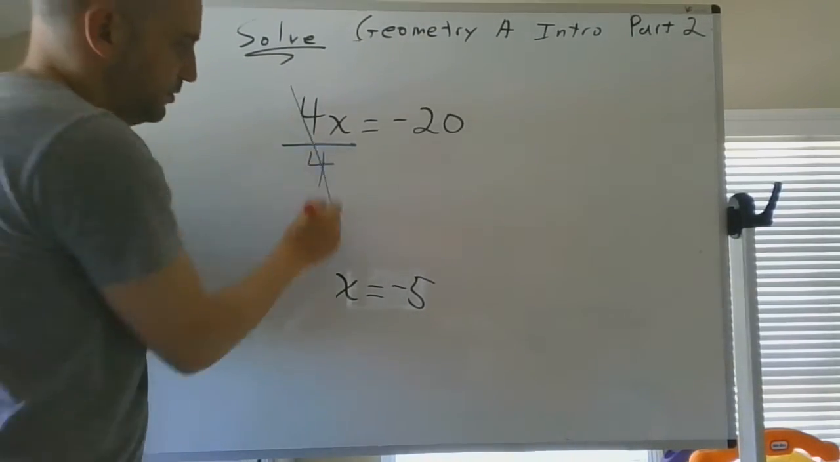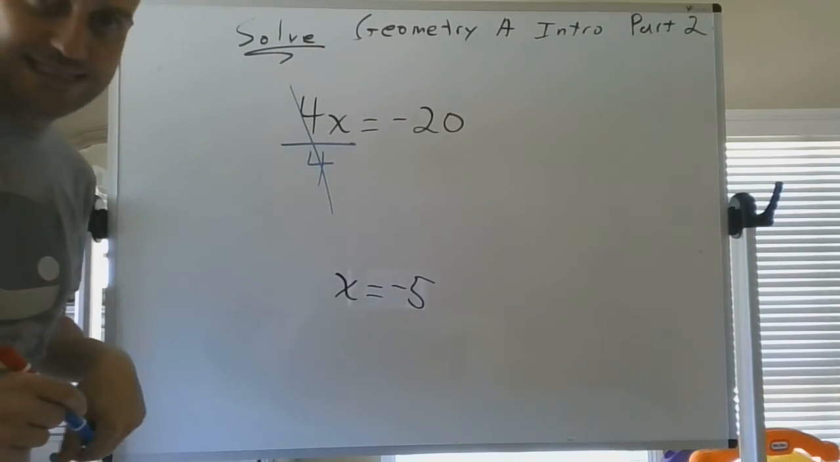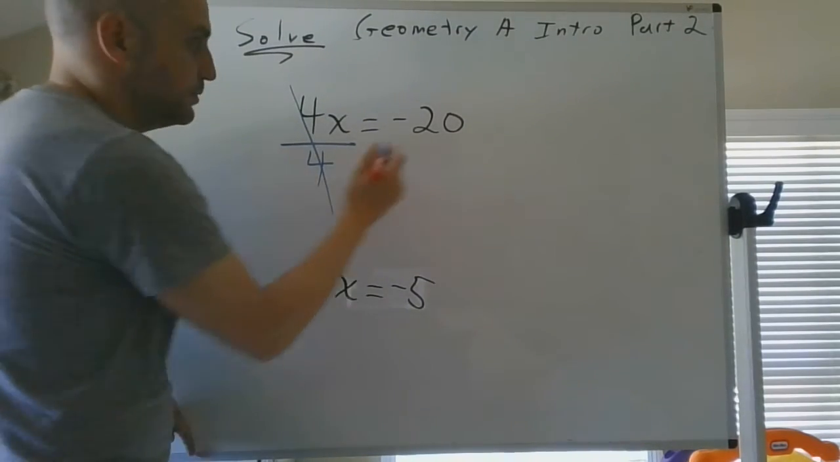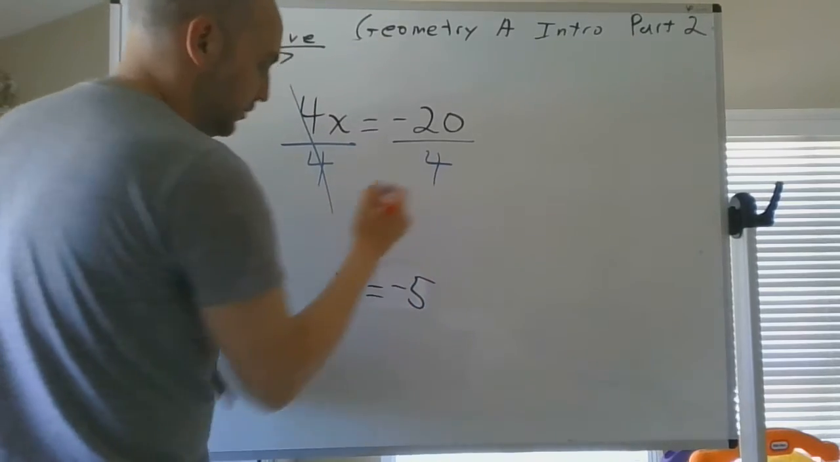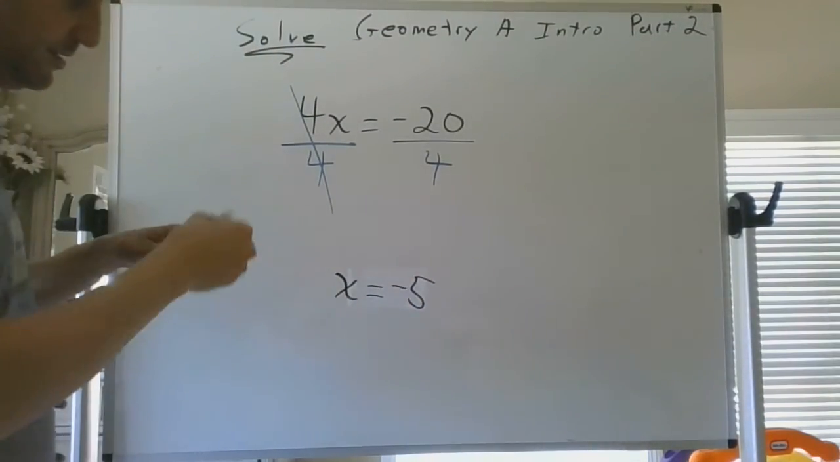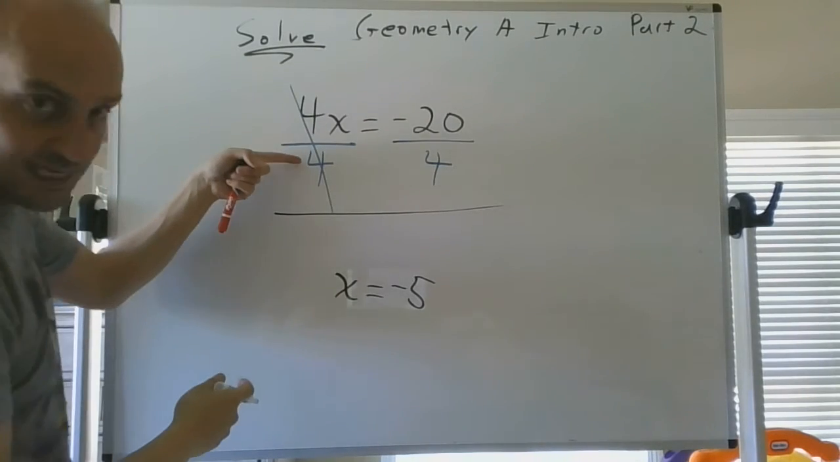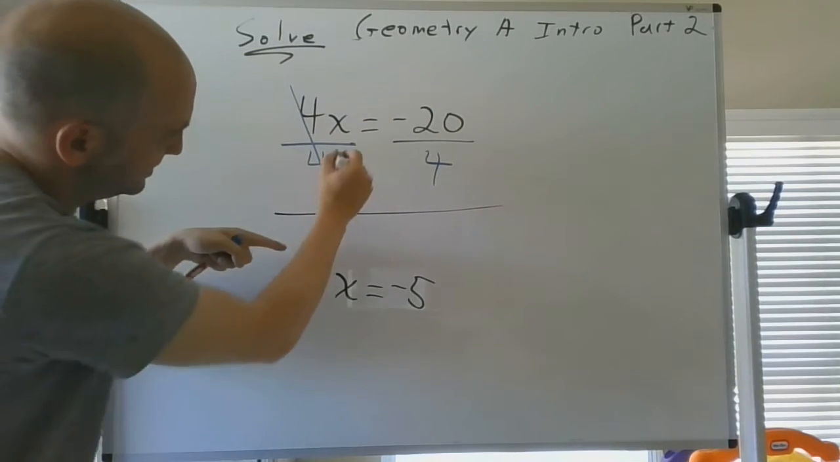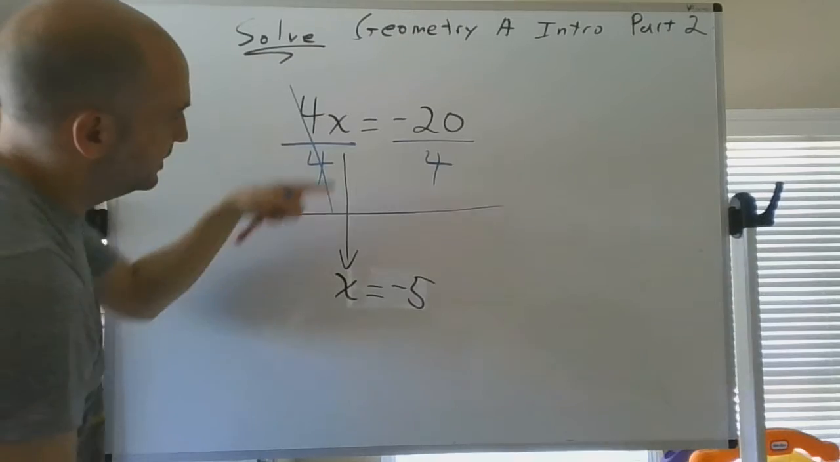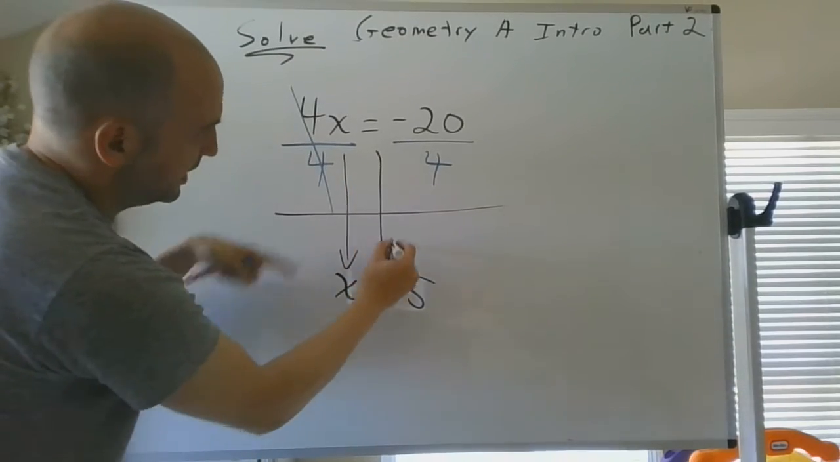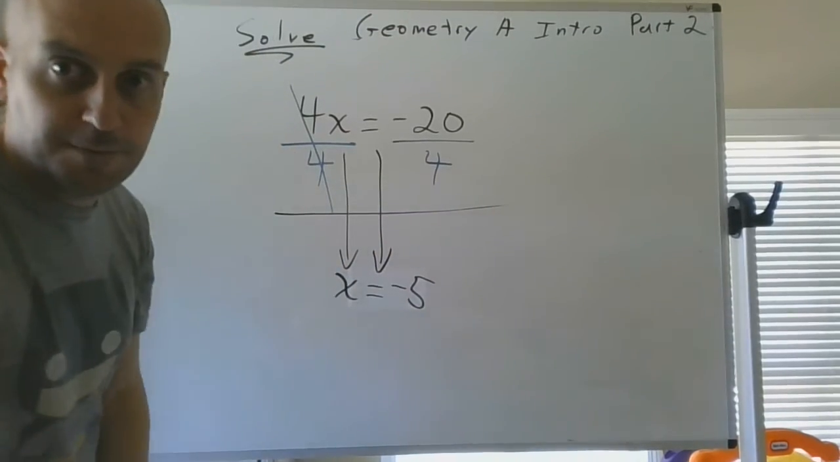4 divided by 4 is equal to 1. It's essentially just canceling it out. What I do to one side, I must do to the other. Divide by 4. And now I rewrite the new line. I rewrite from left to right. The 4's get canceled. So what's left over here is x. I bring down the x. I bring down the equal sign. And I just do negative 20 divided by 4.